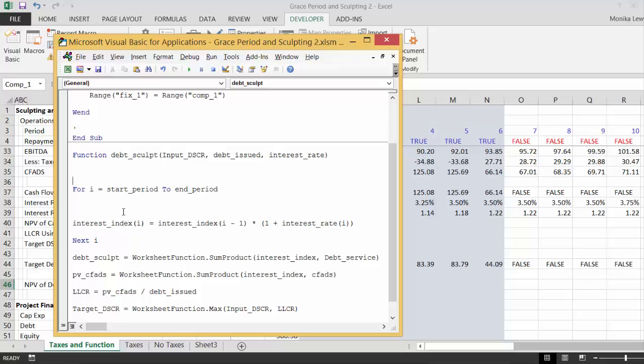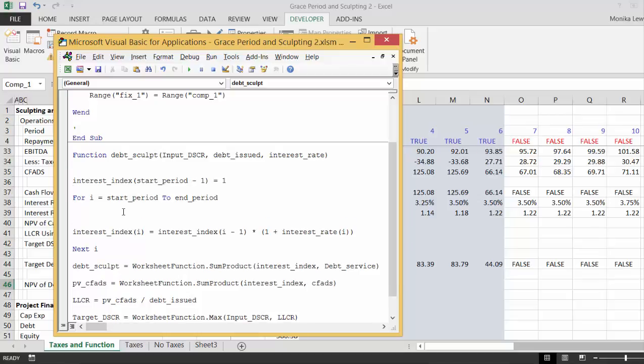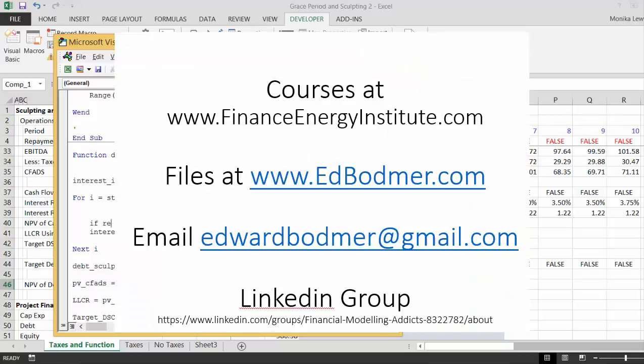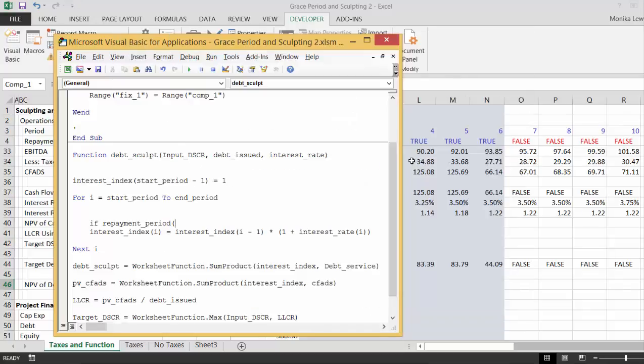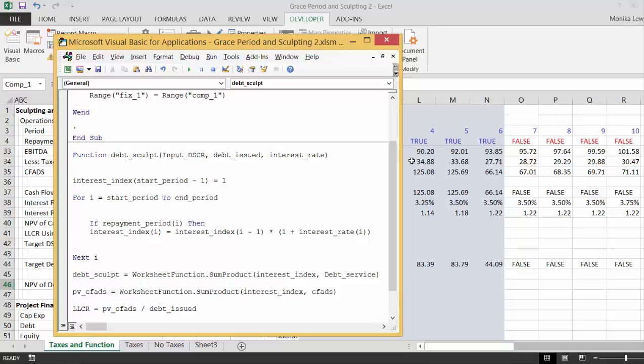So then we better put first interest rate, interest index I minus 1, not I, start period minus 1 equals 1. So we better start it all. Okay, and this will be indented, and then we better read in this repayment period. So we put if repayment period I then. So, and again now, so we should do that.